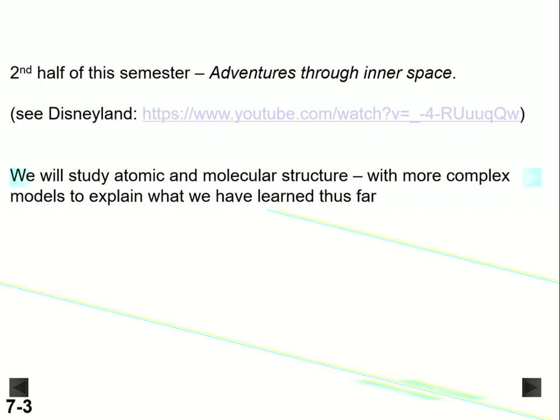So what are we going to do in this half of the semester? Well, we're going to study atomic and molecular structure, and we're going to build some more complex models. And these models, to the extent that they're useful, are going to be able to explain what we've learned thus far, and will also help us to understand things for the future. It will turn out that this understanding of molecular structure will be really important when you get to organic chemistry.